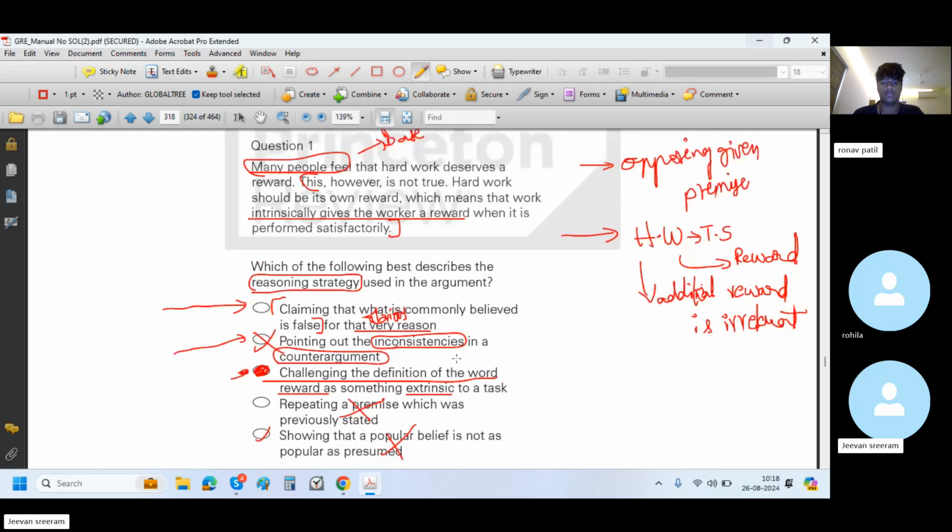Any doubt in this, maybe? So why is it not D, sir? Showing that the popular belief is not as popular as this reason, the problem with the obvious reason. So how can you say this is the obvious reason that the author mentioned?